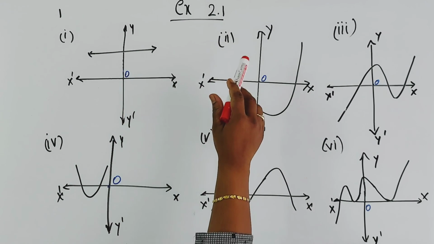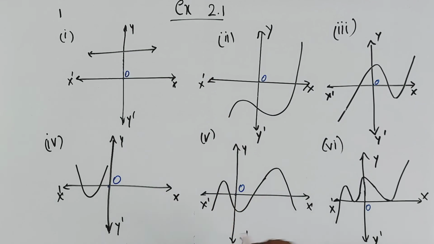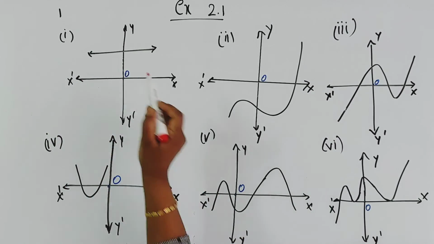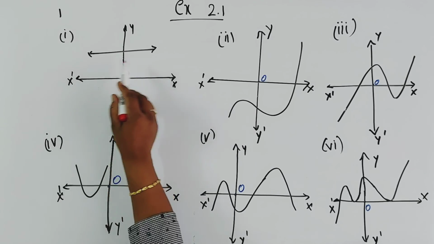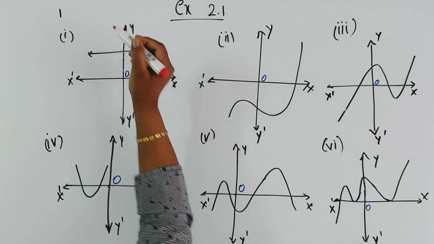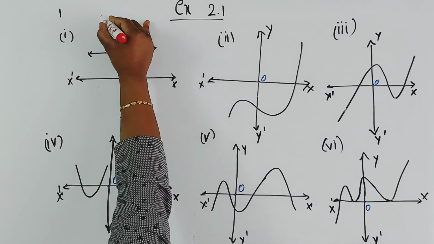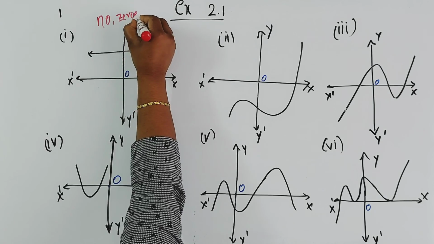Let us start exercise 2.1, children. The graphs of y = p(x) are given for some polynomials p(x). Find the number of zeros of p(x) in each case. Now see the first case, children. Here the graph is a linear graph. In case of a linear graph, we don't have zeros here. The number of zeros is 0. That is, no zeros of the polynomial.